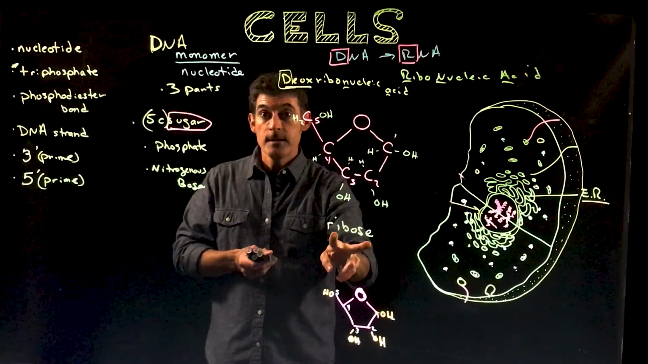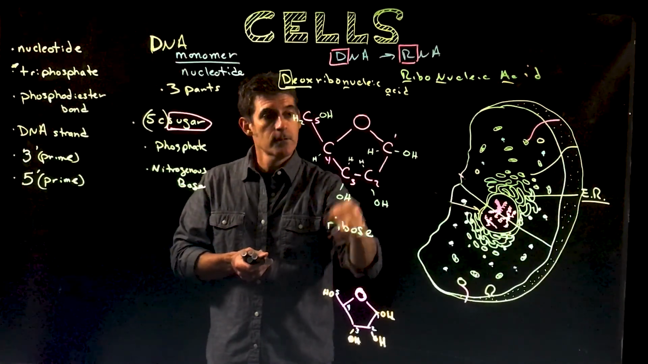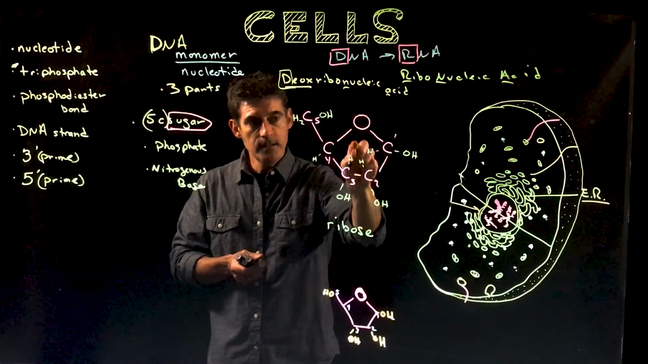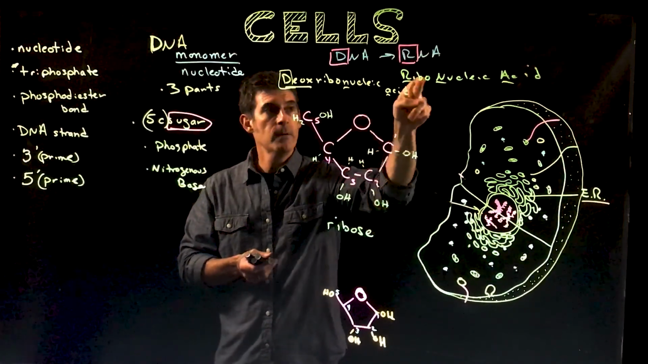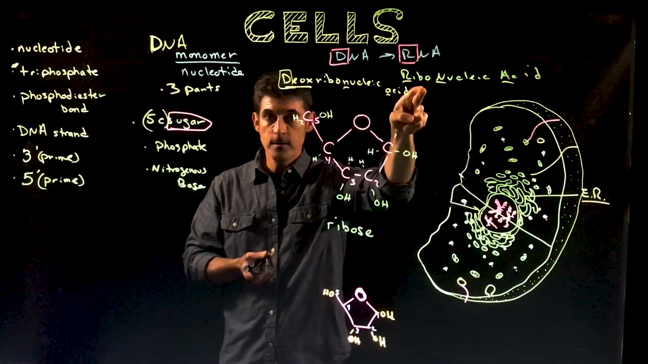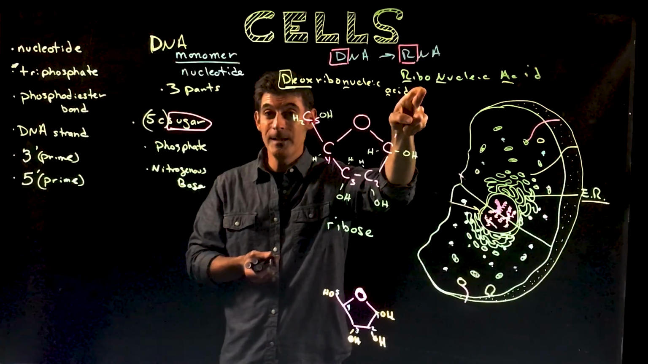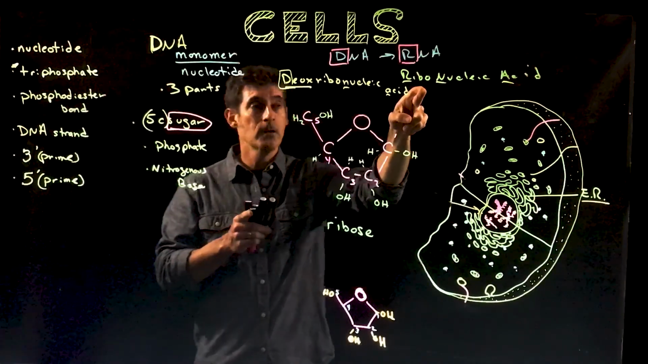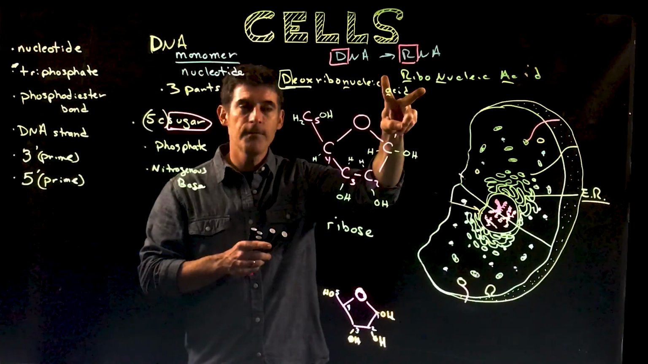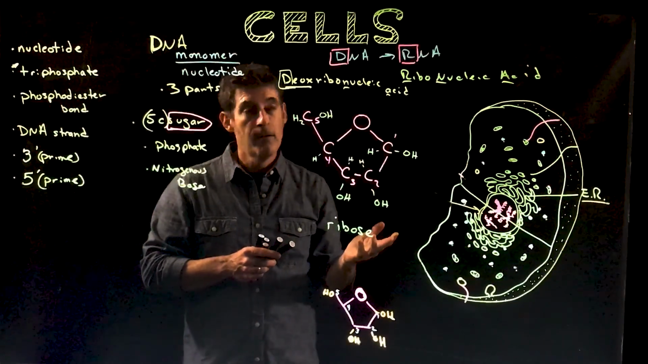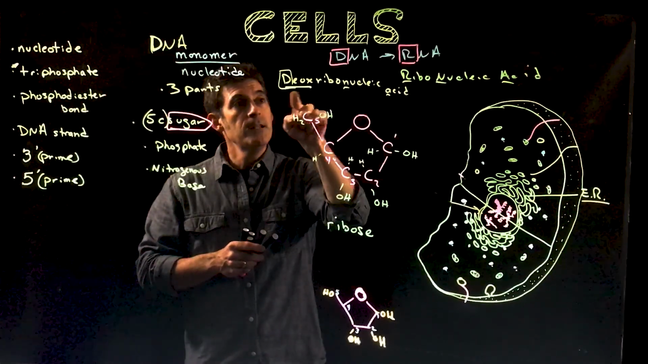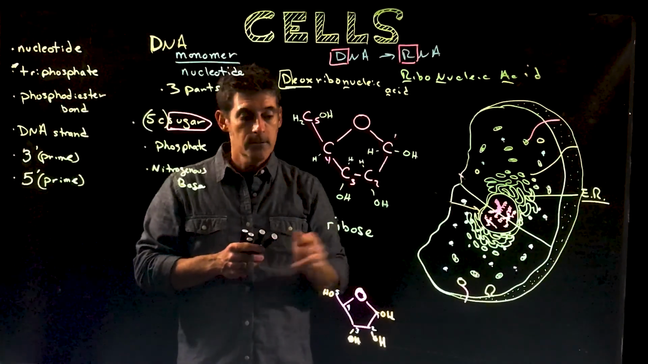Now here I just said this is the sugar ribose. So what we're going to find is that this is the sugar that we find in RNA. That's what it looks like. And now if you want to see the difference, what does the sugar look like in DNA? Is the sugar the same or different? Well, it's a different sugar. It's called deoxyribose instead of ribose.